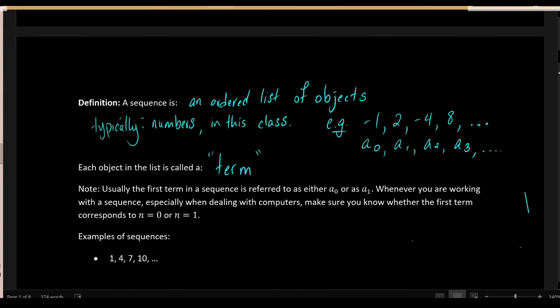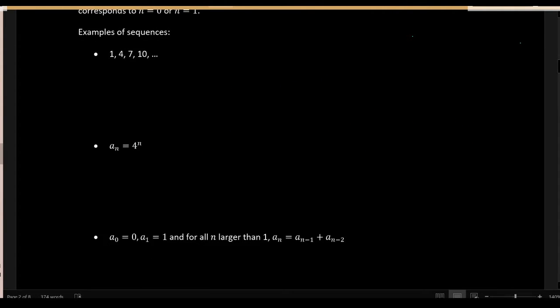So let's look at some examples of sequences and see if we can use some pattern recognition to get an idea of what the terms in the sequence would be. For example, we have the sequence 1, 4, 7, 10, and then ... to indicate that the sequence goes on according to this pattern forevermore. So in this case, the first term would be A0 equals 1. The second term would be A1 equals 4. The third term would be called A2, and that would be 7. And the fourth term would be called A3, and that would be 10.